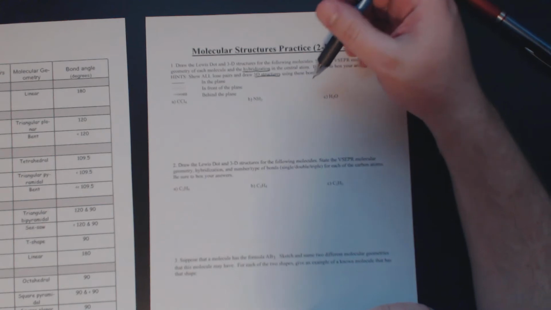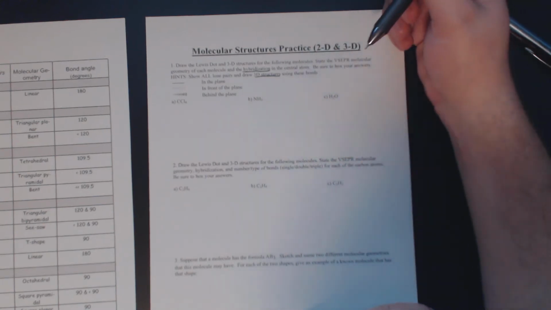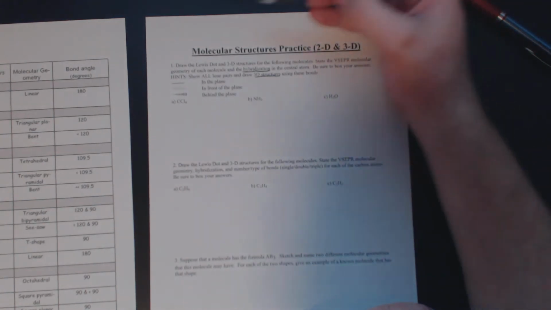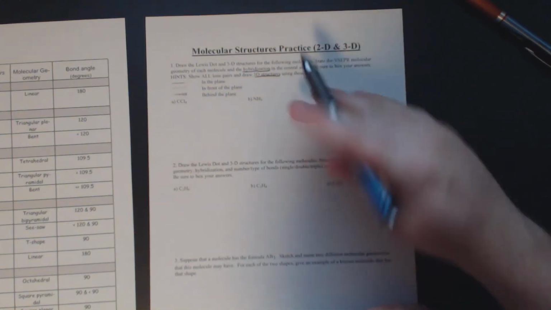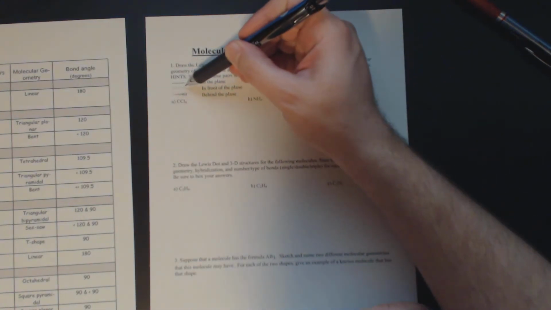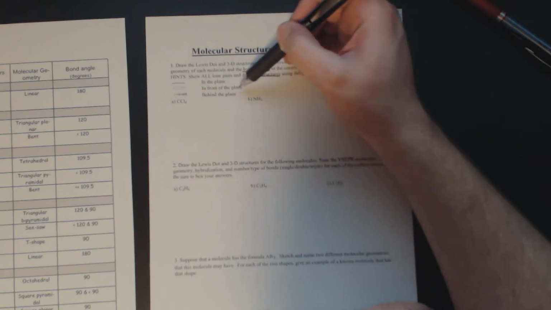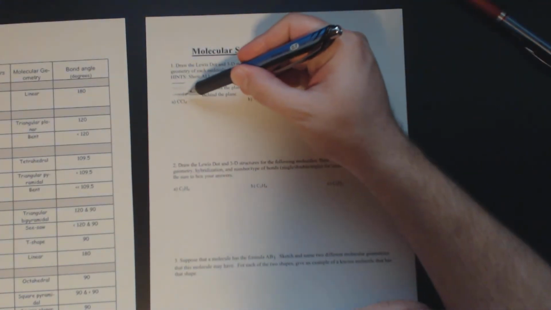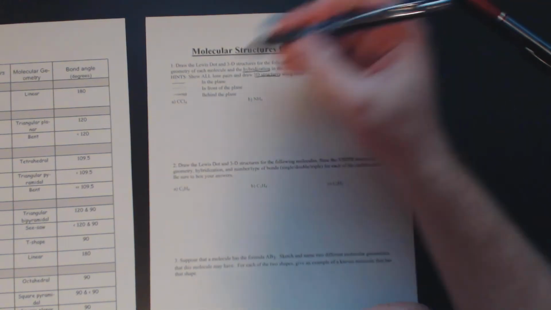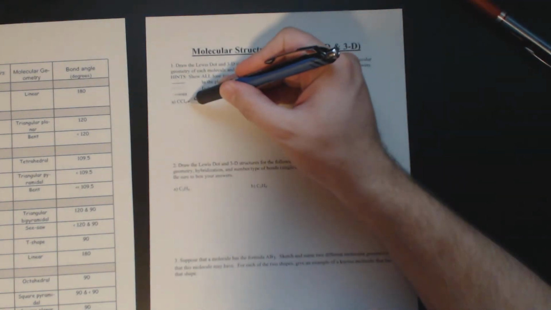Alright, a 3D structure is just a way to draw on paper how it is going to look three-dimensionally. You do that by using lines to show in the plane, like actually in the paper, this triangular thing to show in front of the plane, like coming out, and then this dashed one to go back. Alright, so like carbon tetrachloride.